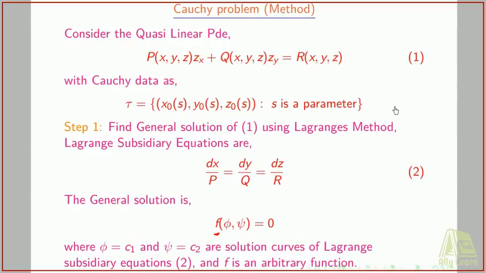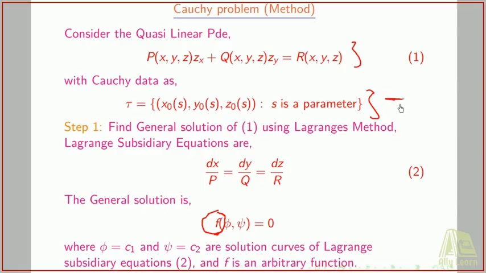So after finding the general solution using Lagrange's method, the next step will be to put this initial data, or you can call it Cauchy data, in the general solution and then get the value of this arbitrary function f. And then the resulting expression will be the solution of this quasi-linear PDE containing this initial curve.